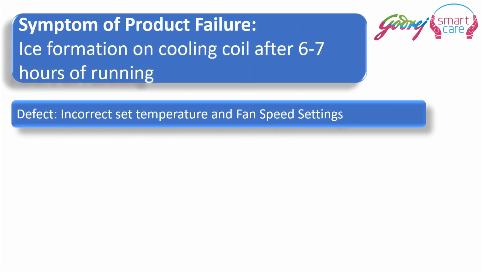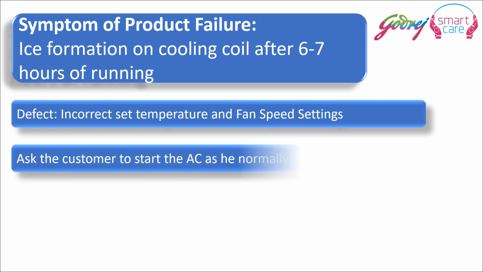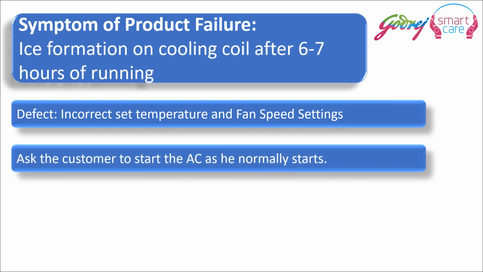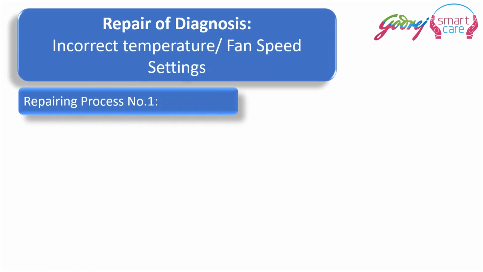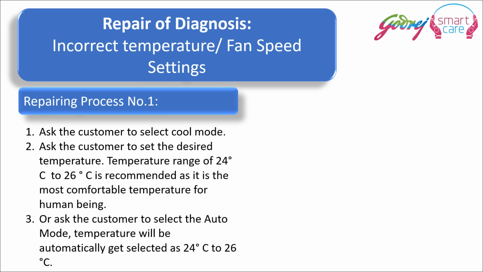In case of incorrect set temperature and fan speed settings, we have to ask the customer to start the AC as he normally starts it. Then we observe the set temperature and fan speed setting that the customer is using. We have to ask the customer to select the cool mode. Ask the customer to set the desired temperature.